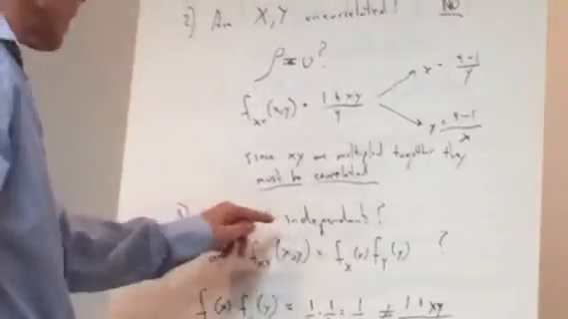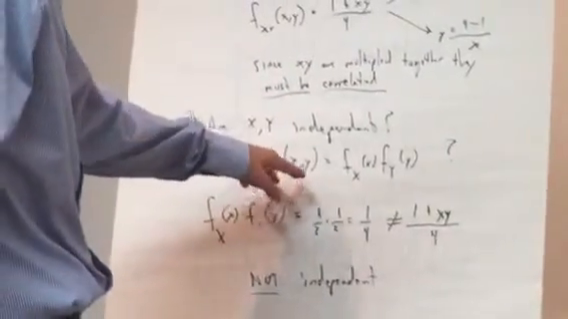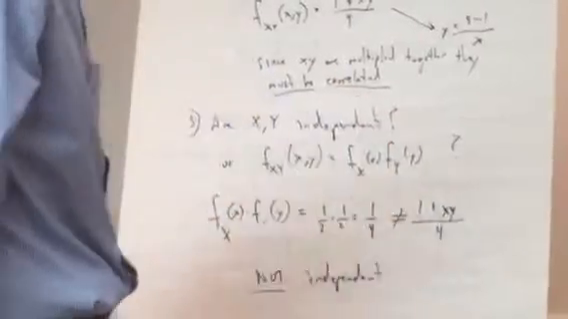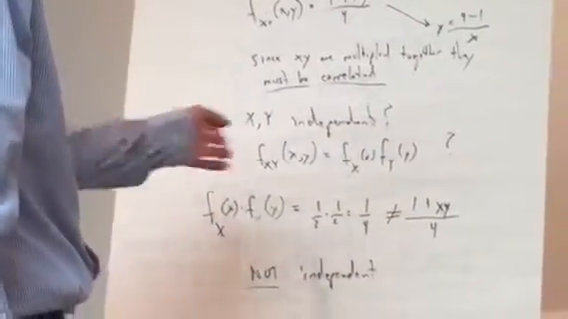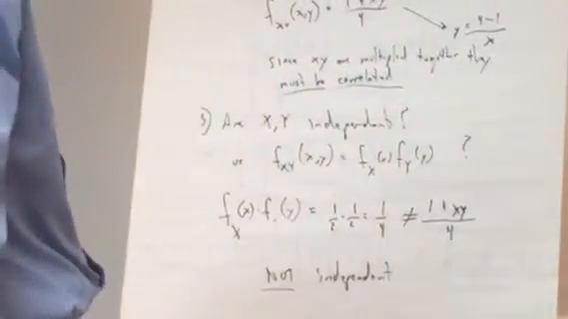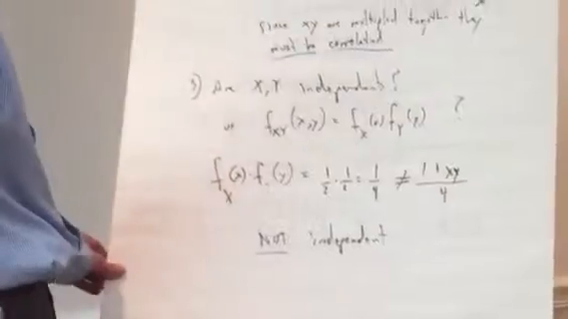Now, are x and y independent? We have this expression where we compare the overall joint density function to the product of the two individual density functions. Doing that, we see that they are not equal, so therefore x and y are not independent.